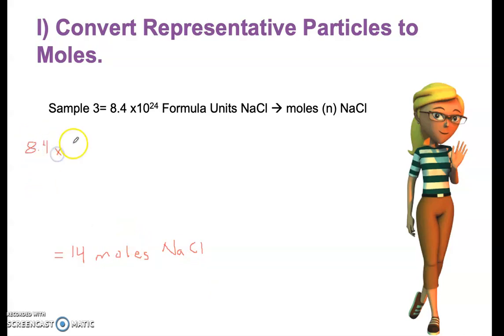8.4 times 10 to the 25th. Instead of writing formula units, which takes all day, I'm going to write funds. We can't write FUs, we can write funds. So NaCl times 1 mole NaCl.